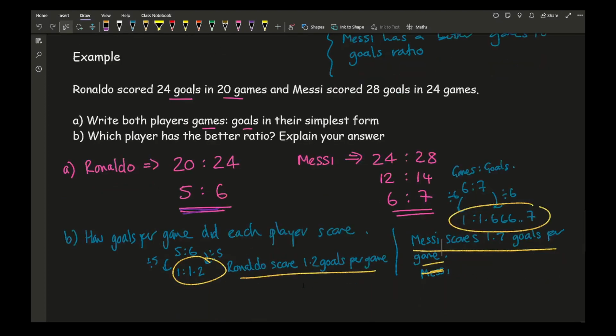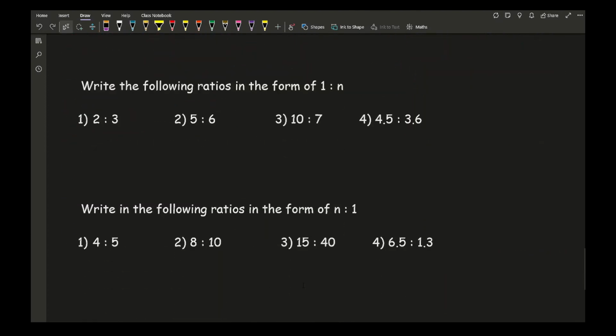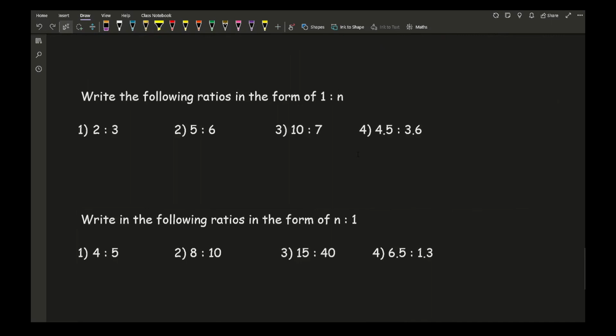And this is where 1 to n kind of comes into play. So in the following questions, we need to write it so that the first number is 1. Now how you do that is, whichever side is 1, you just divide both numbers by whatever number is where the 1 is in the ratio. So here we've got 2 and I want to convert that to a 1. So I'm going to divide both numbers by 2. So 2 divided by 2 is 1 and 3 divided by 2 is 1.5. And there is my final answer.